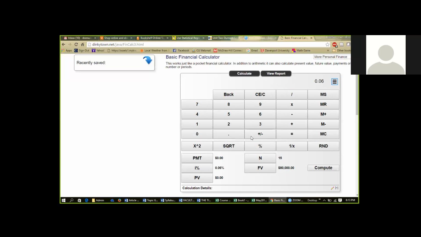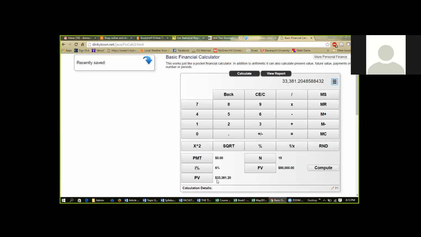Oh, sorry, I hit the decimal on that one, didn't I? I'm going to zero it out and then start again. 6% interest. So now all I need to do is say compute present value. And that means I have to put $33,000 in the bank account now. And if I left it alone for 15 years at 6%, it would be $80,000 when I was done.